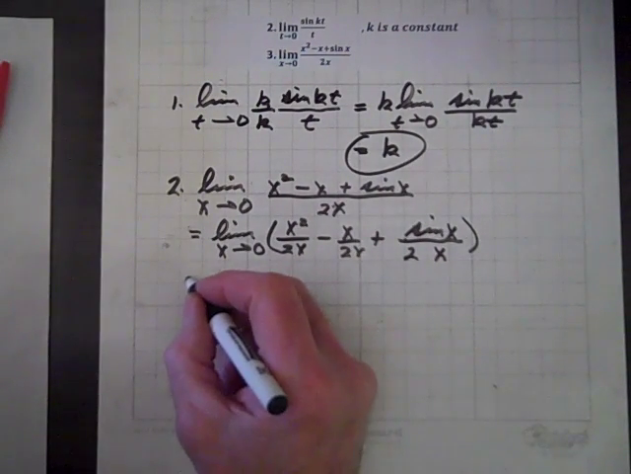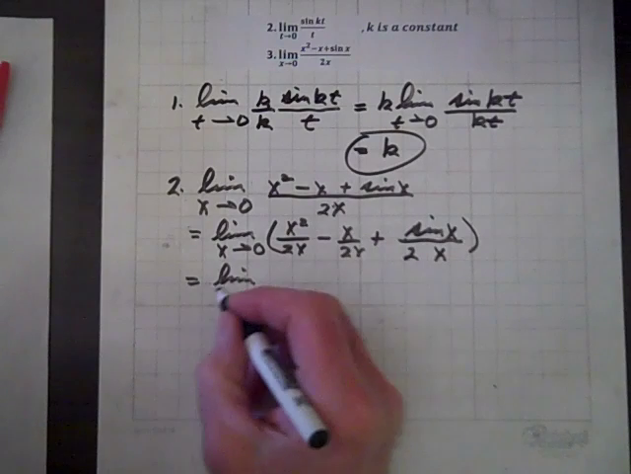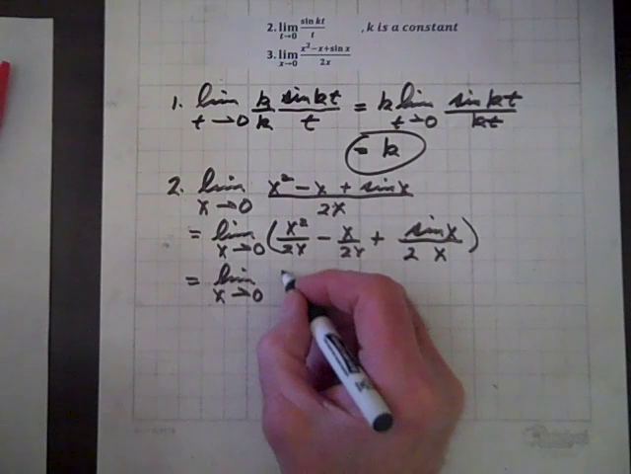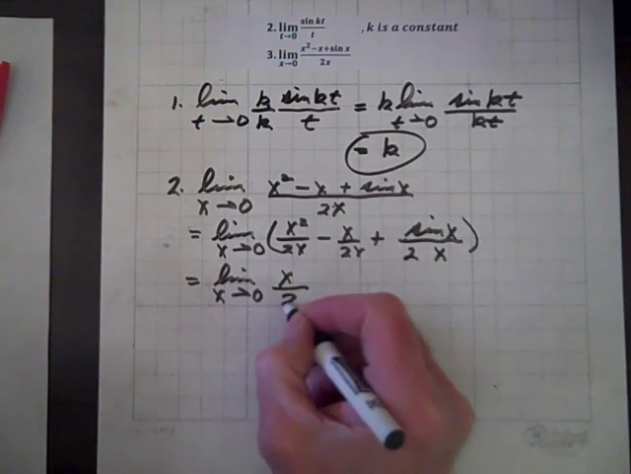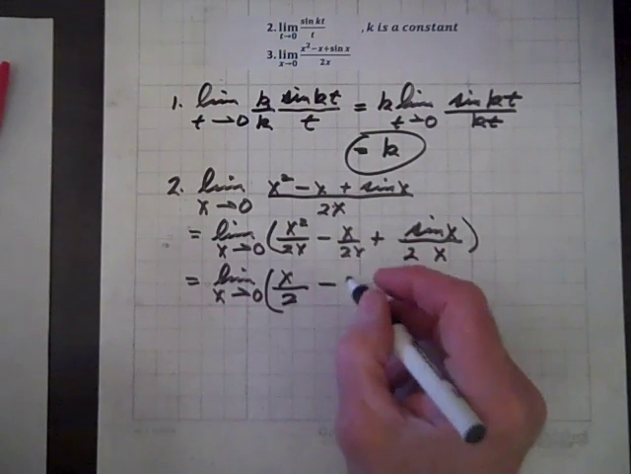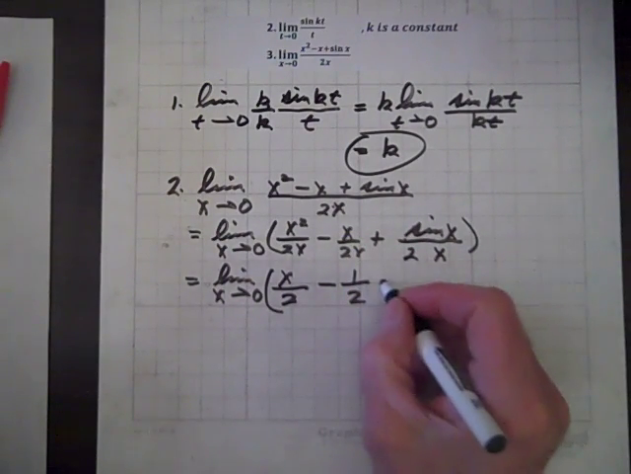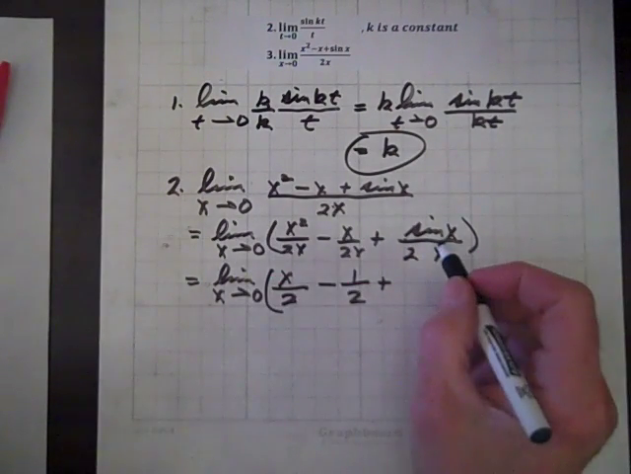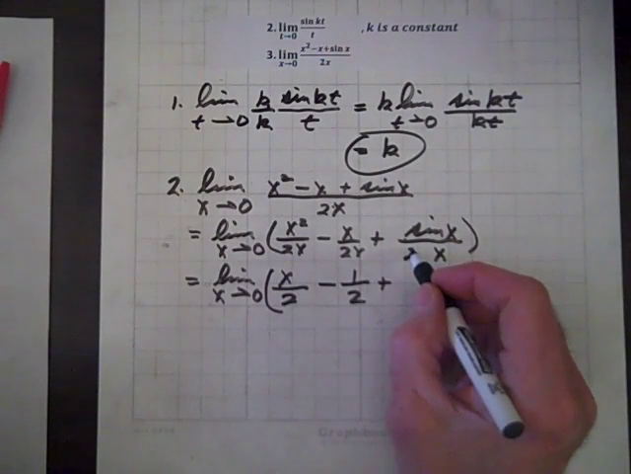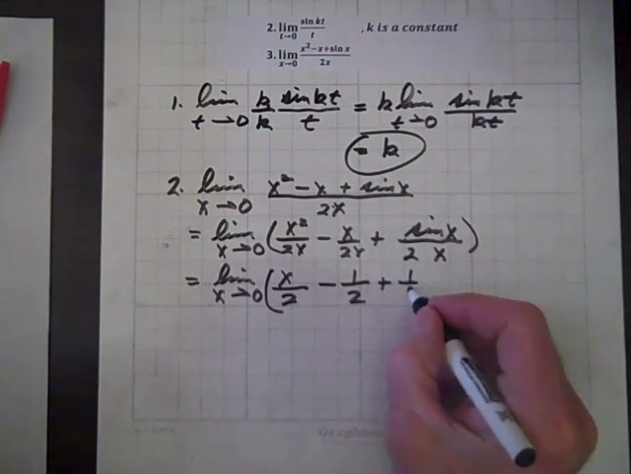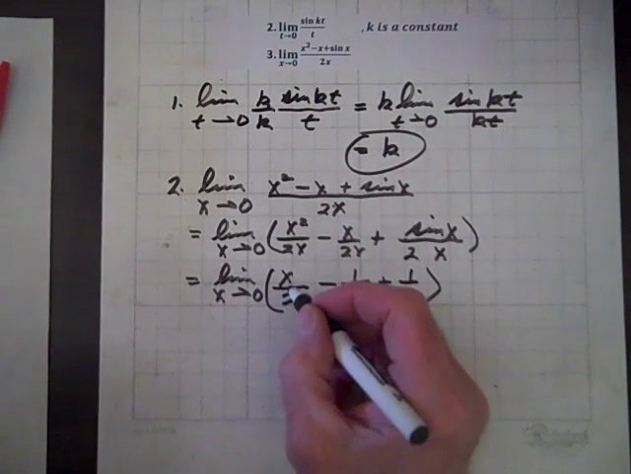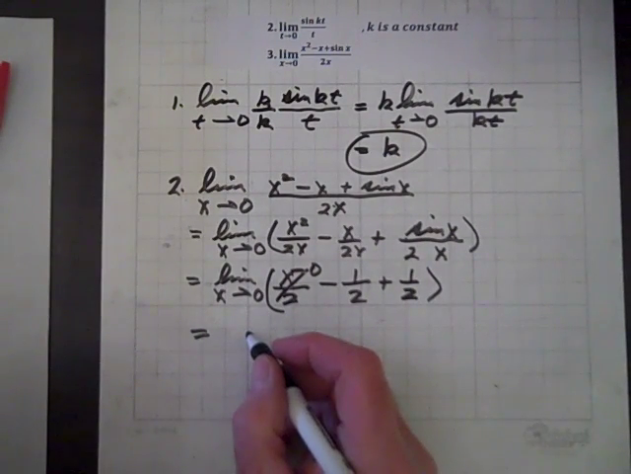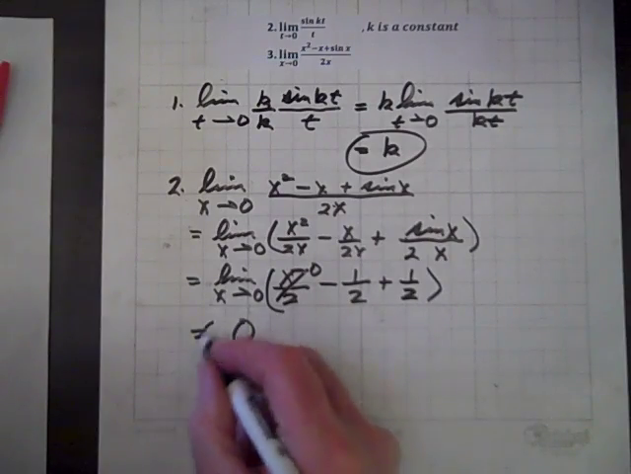So this equals the limit as x goes to 0. And one of the factors of x divides out, and we get x over 2. Here the x's divide out, and we get 1 over 2. Plus, here, sine x over x is 1 as x goes to 0. And we still have this 2 in the denominator, so we have a 1/2. Now as x goes to 0, this thing zeroes out. And what we have is negative 1/2 plus 1/2. And that is 0, and we're done.